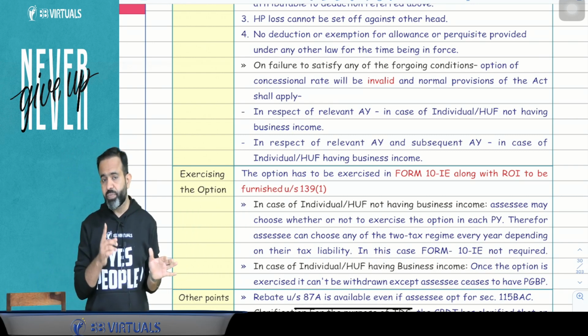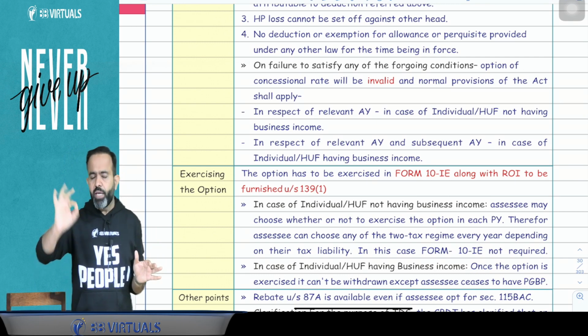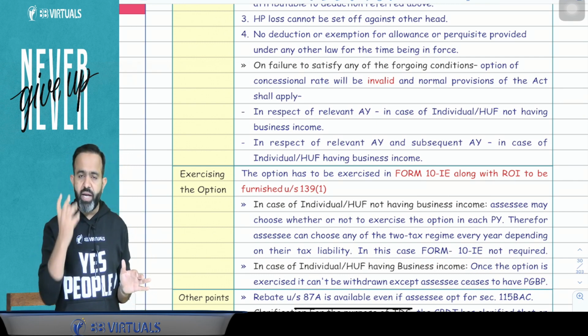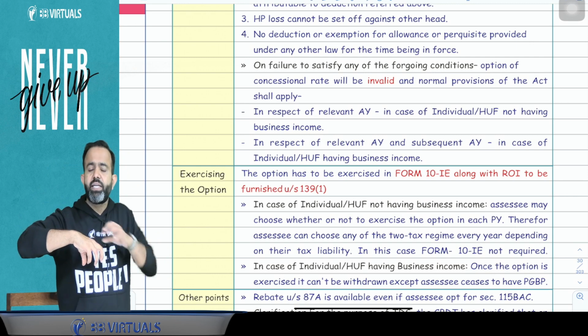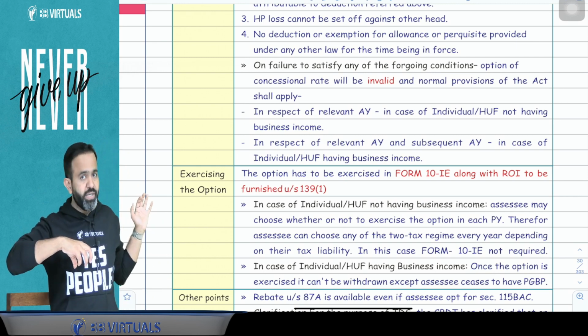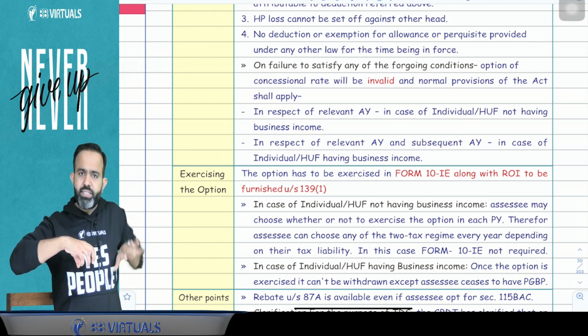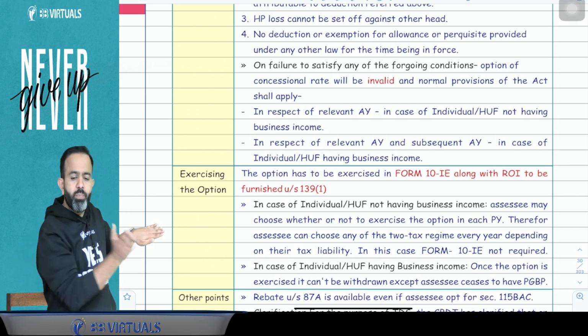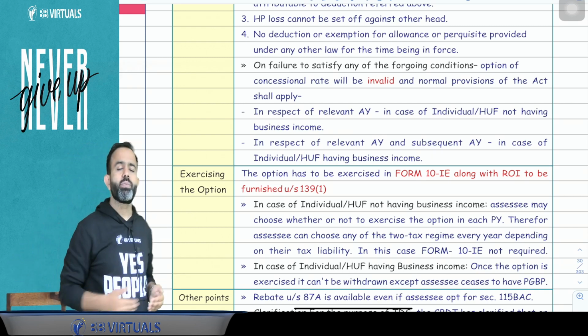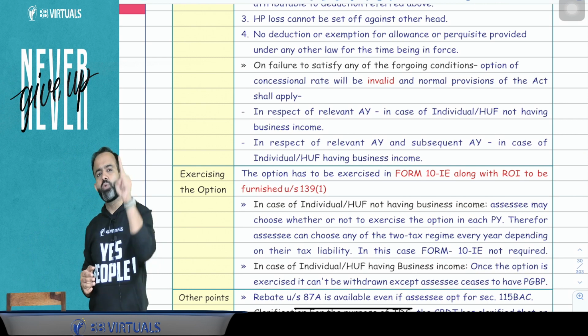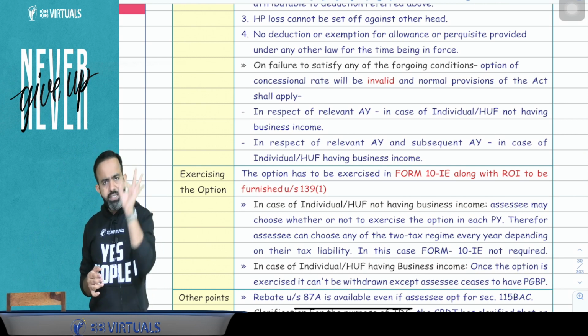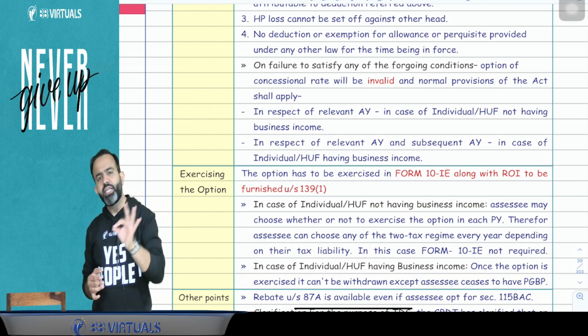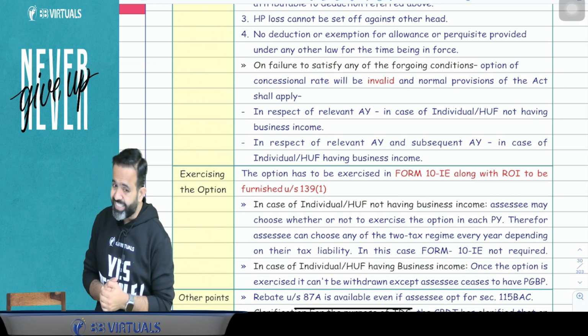Again next year, if you want to opt for 115BAC, you can do that. But guys, remember, if there is PGBP income, business income, and you opted for 115BAC, then you cannot come out from 115BAC. But suppose any condition is violated and you come out from 115BAC, then again you cannot opt for 115BAC till the time you are having the business income. You got my point or not?